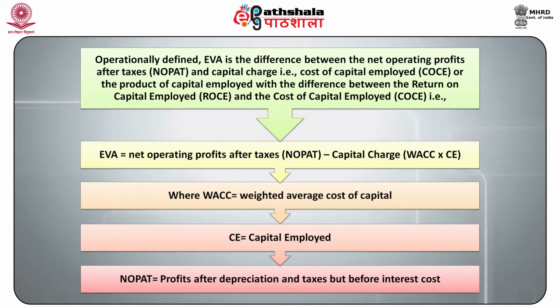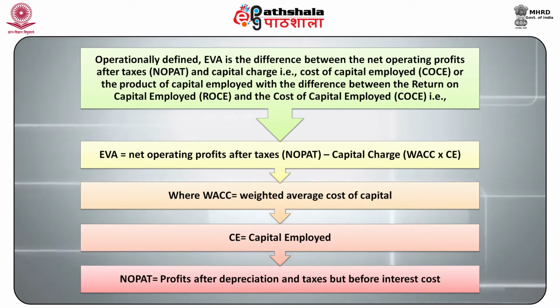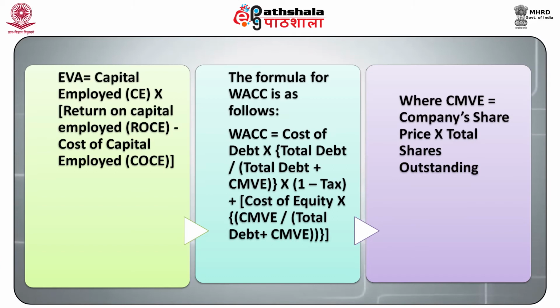employed. Therefore, EVA is equal to NOPAT minus capital charge, where capital charge is equal to WACC multiplied by CE, and WACC is equal to weighted average cost of capital. CE stands for capital employed. NOPAT is equal to profits after depreciation and taxes but before interest cost, or EVA is equal to capital employed multiplied by return on capital employed minus cost of capital employed.